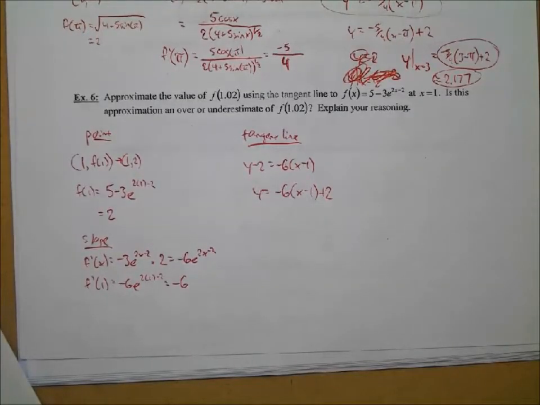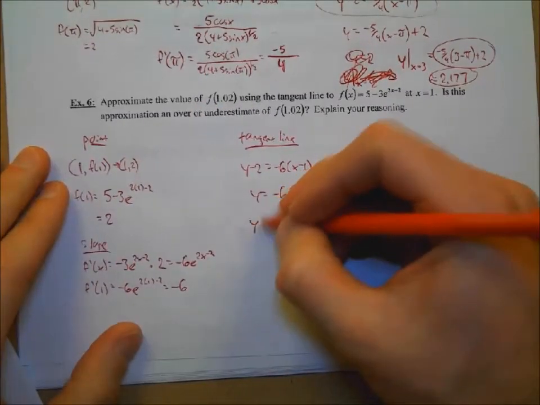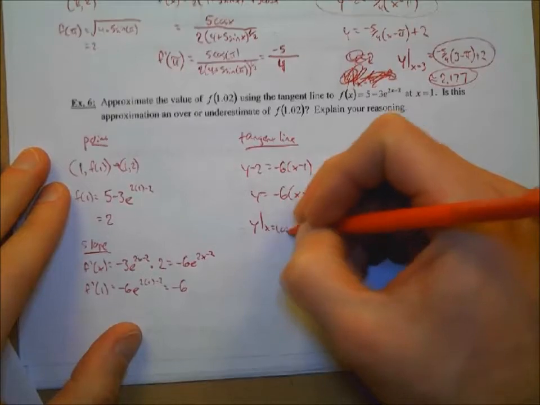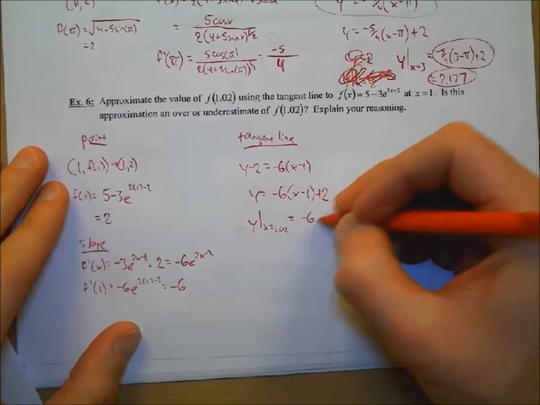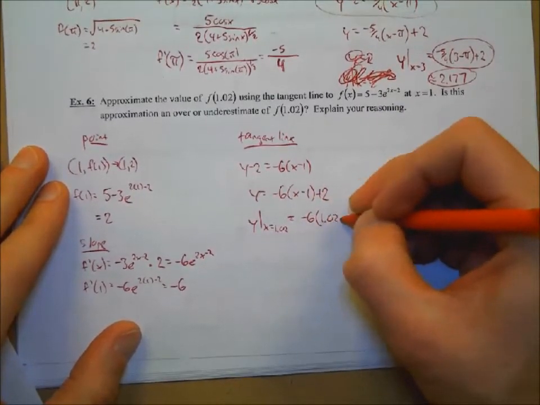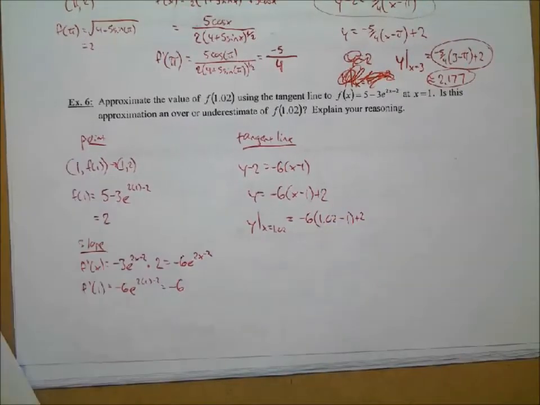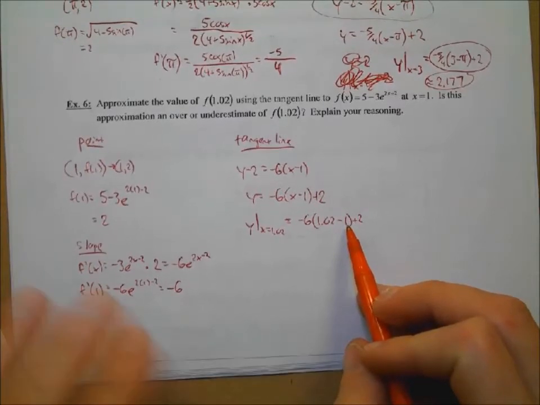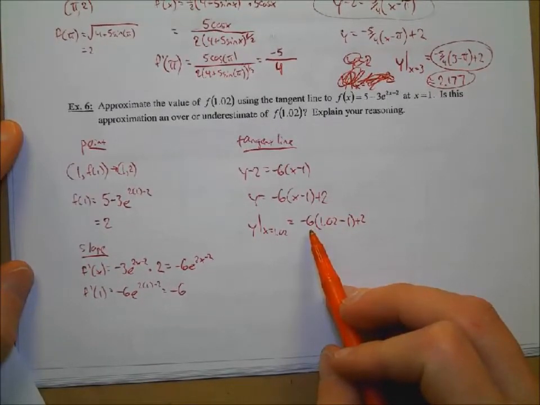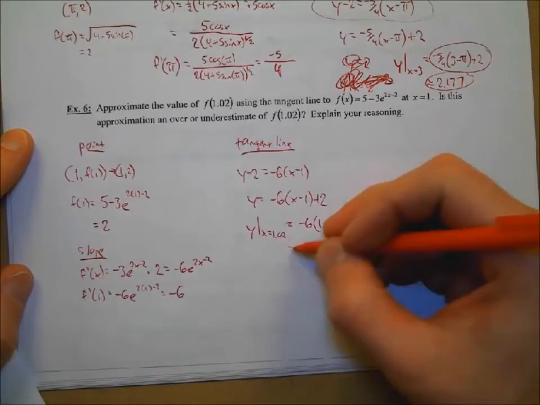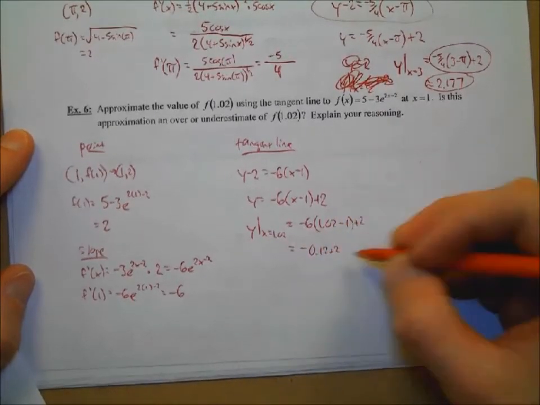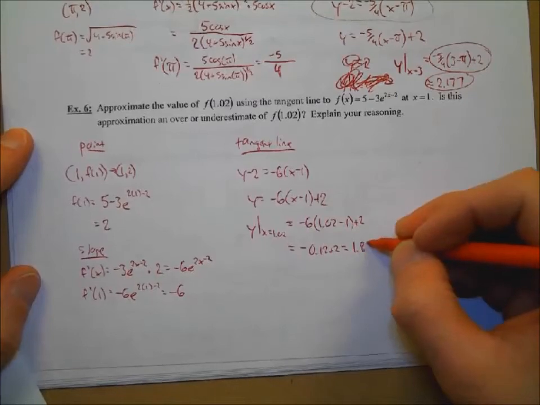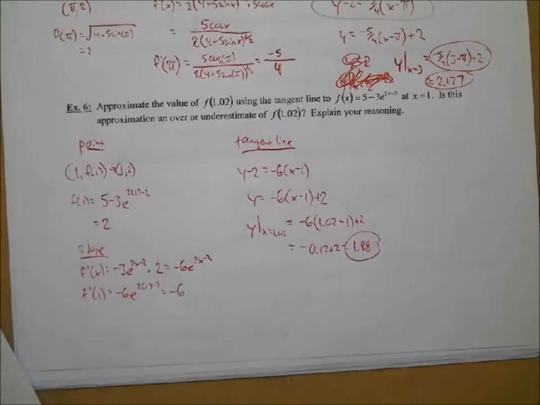Okay. And then we want to evaluate this at 1.02, right? Because we want to approximate that value of 1.02. So y evaluated at x equals 1.02 will be negative 6 times 1.02 minus 1 plus 2. Okay, 1.02 minus 1 is 0.02. 0.02 times negative 6 will be negative 0.12 plus 2. And so we get then 1.88 as our approximated value there.